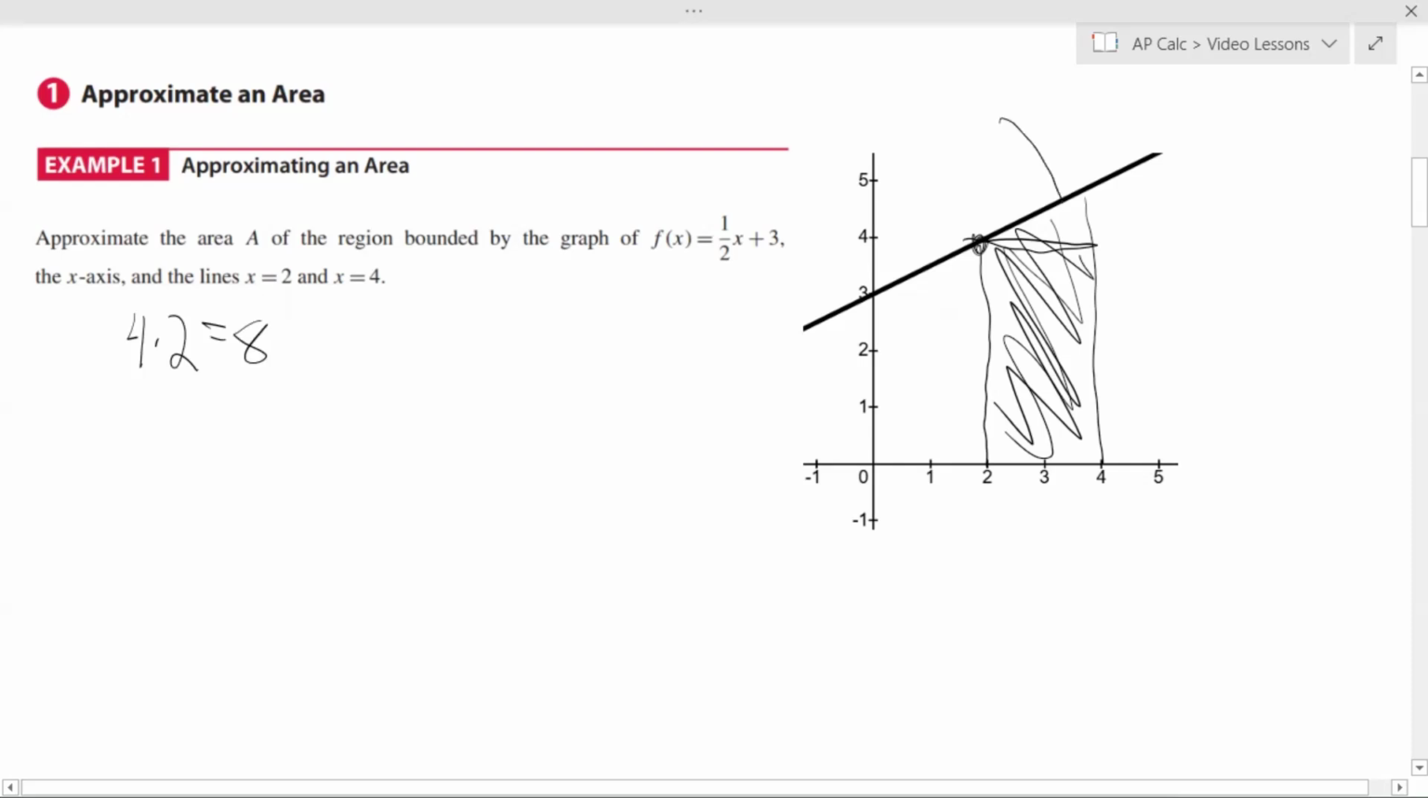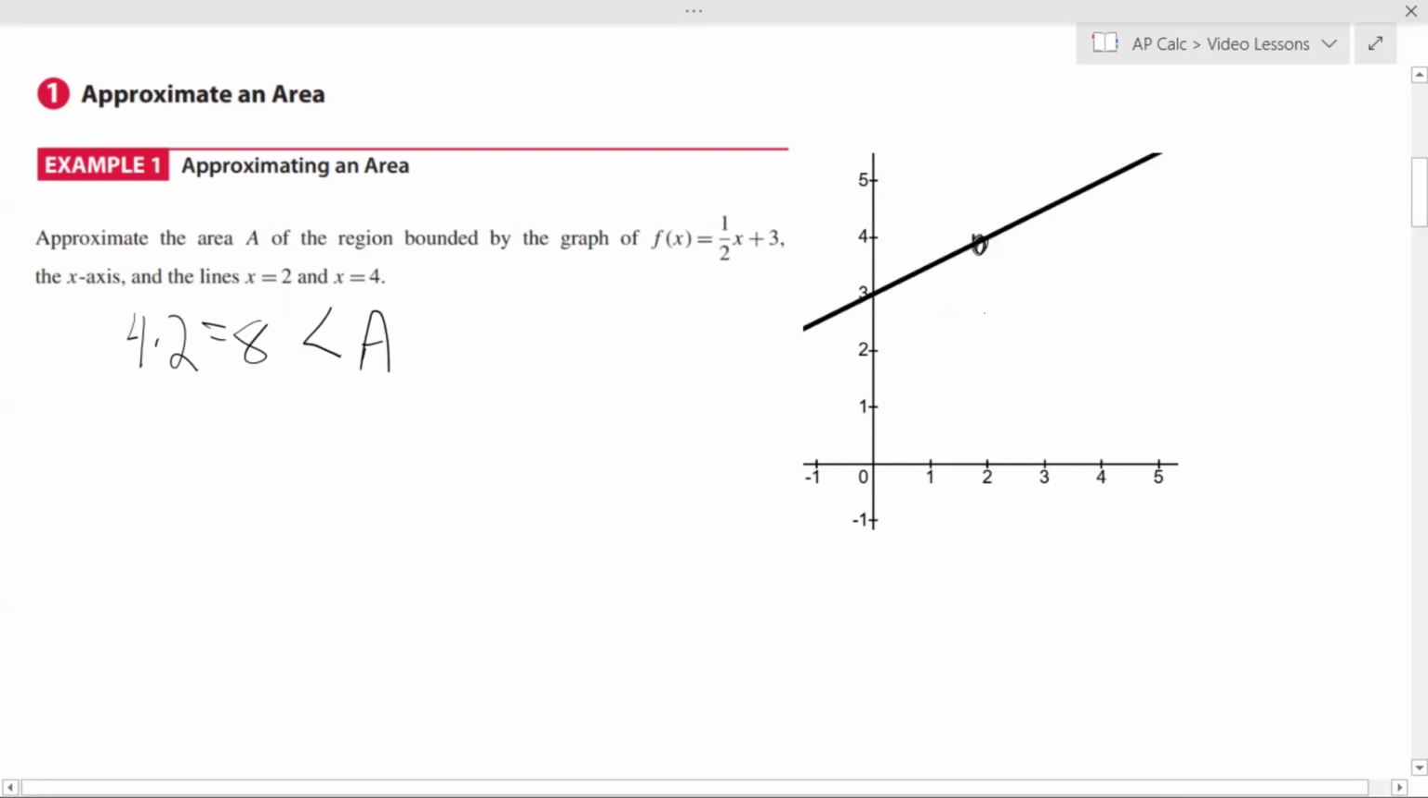Now we missed this part of the area under the graph, so we know that that's going to be less than the true area. We'll call it A. Okay, so let me get rid of this. Now, if we have the same region, but we use the x value when x is 4 to get the height of the rectangle, then the height of the rectangle there is 1 half 4 plus 3, which is going to be 5. So that height is 5.